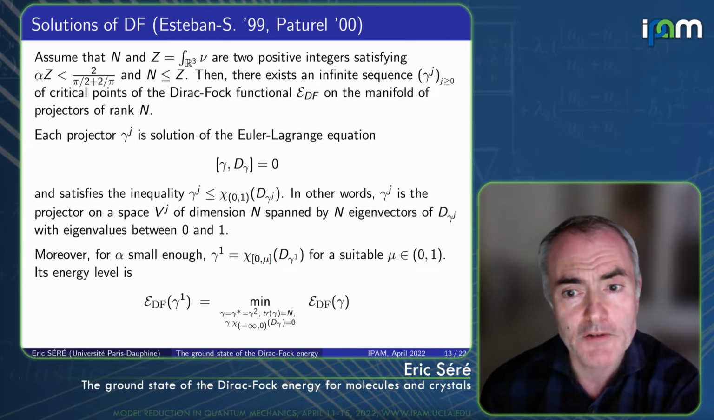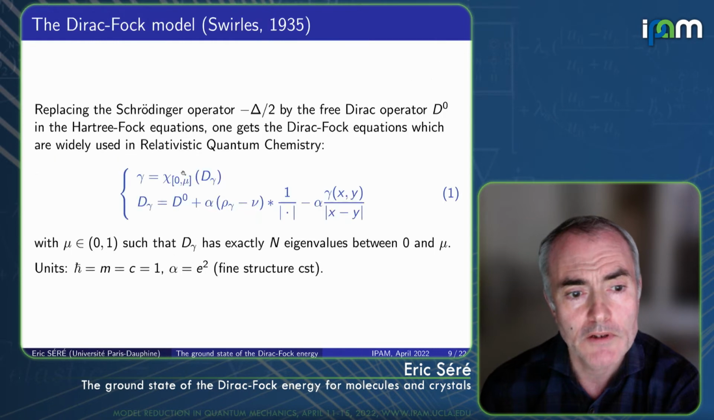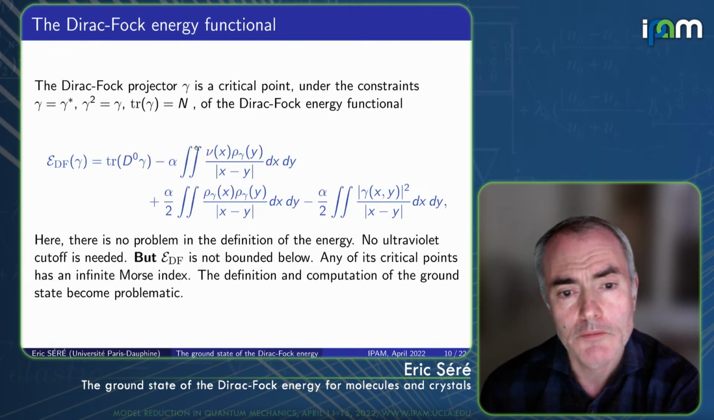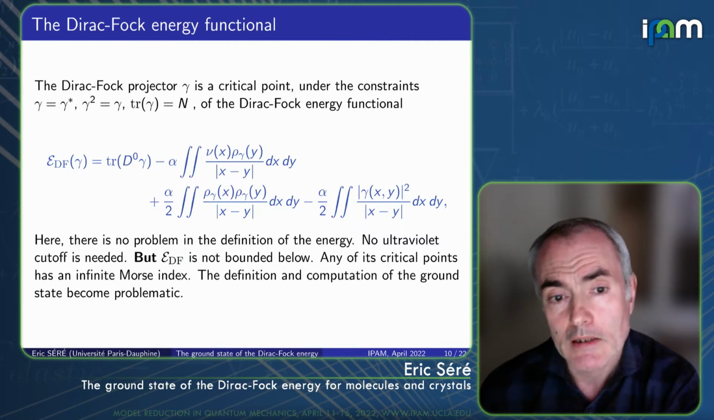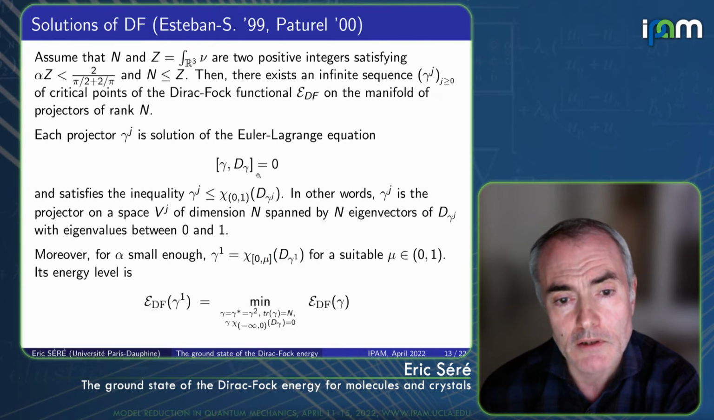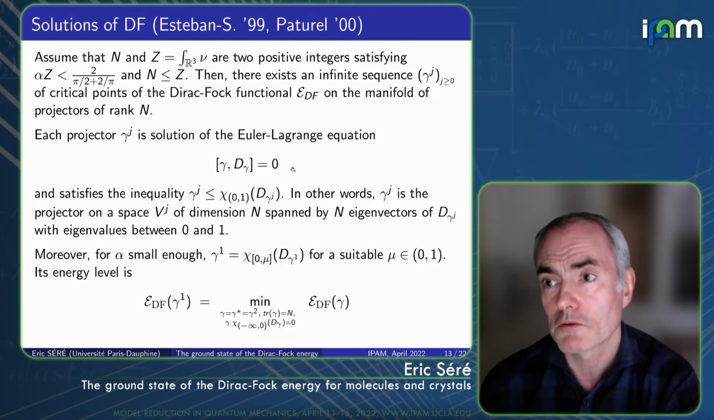But let me say something. When I said that this is the Euler-Lagrange equation of this, it's not completely true. Because when you are not looking for a minimum, and you just look at the Euler-Lagrange equation of this, you get a much less precise equation. The equation you get is a commutator equal to 0. So gamma should commute with the mean field operator associated with gamma. That's the Euler-Lagrange equation, nothing else.